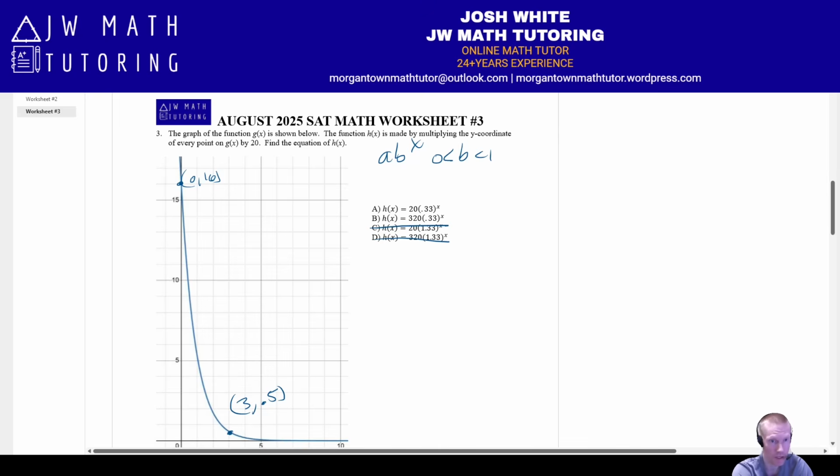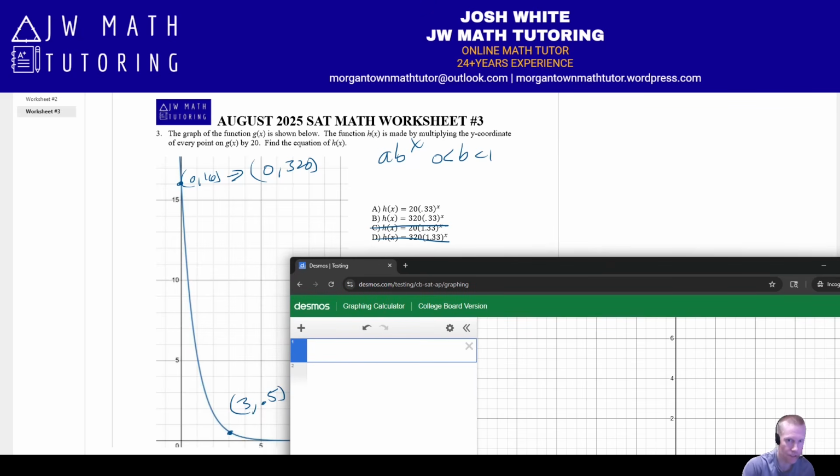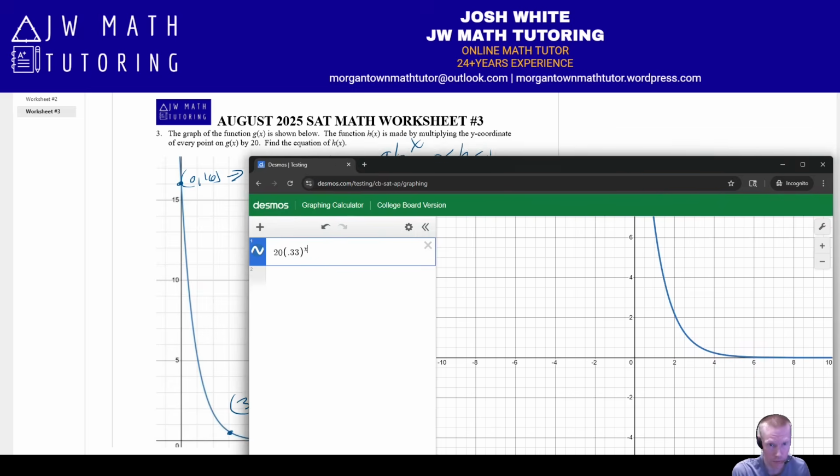And then you're going to multiply these y values by 20. So that's going to be (0, 320). And this one's going to be (3, 10), since 0.5 times 20, half of 20, is 10. And then you can go to the answer choices and just graph them or evaluate them, however you want to do it, and see, do they go through those points?